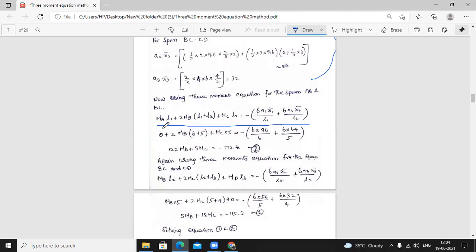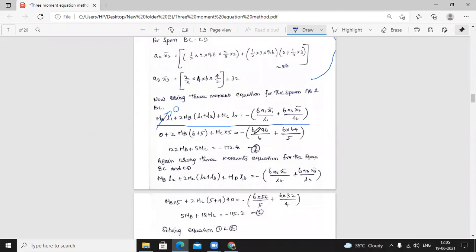Okay. So we already know MA is 0. So this term will be 0 because it is a simply supported edge support. So the MB value will come and the MC value will come. These two moments will come. Write that equation: 2MB, what is L1 plus L2? L1 is 6 meter and L2 is 5 meter. This is the span length. And plus MC into L2, also 5.